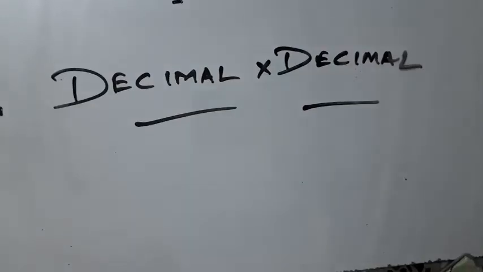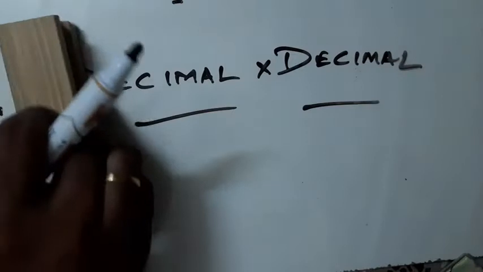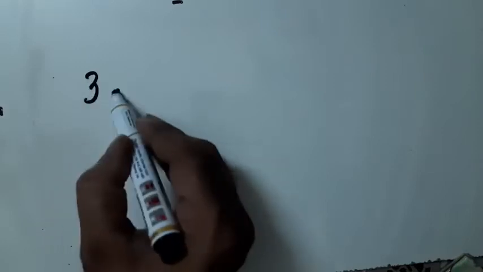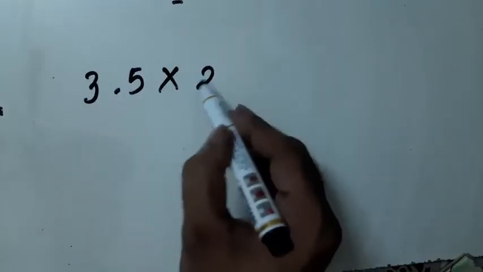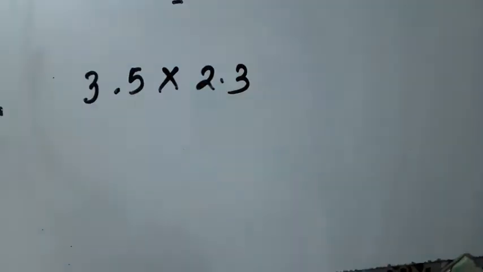Hello friends, today's discussion is about multiplication of a decimal number by another decimal number. Here we will multiply decimal with another decimal. Let's start. Let's take an example: 3.5 multiplied by 2.3. Let's take simple decimals at the beginning.